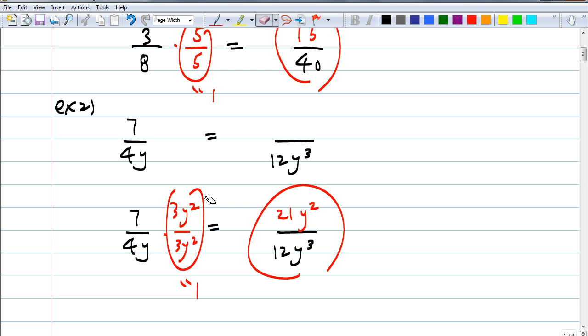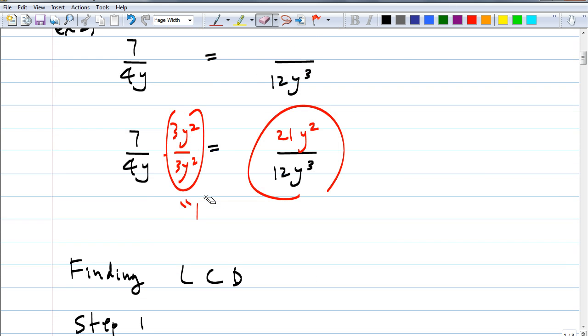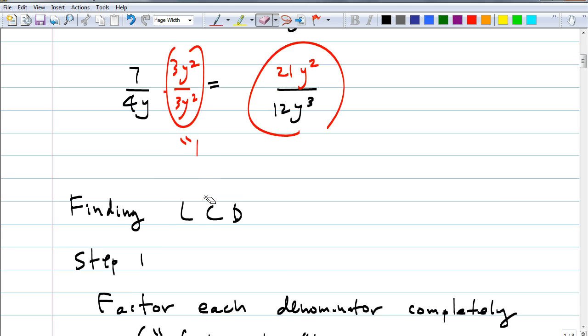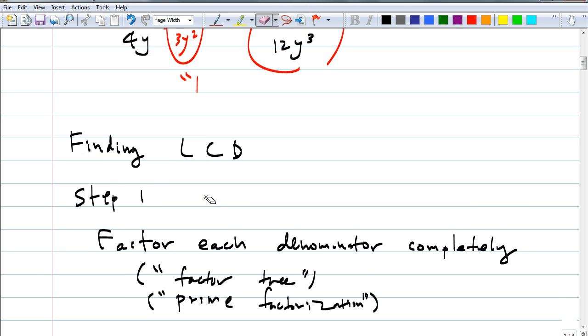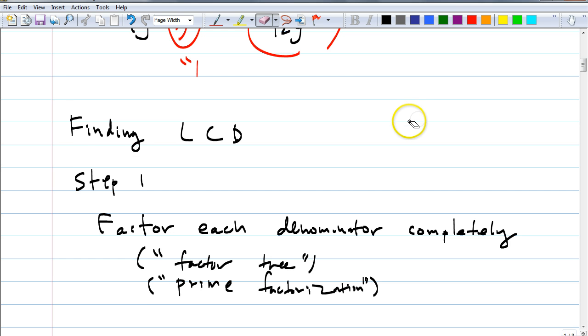Whenever you have variables in the denominator, by the way, it does actually change a little bit compared to just numbers. We'll explain that later. Anyway, let's go to example 3. Are we okay with this? Easy? Okay. Now we want to find the LCD here.